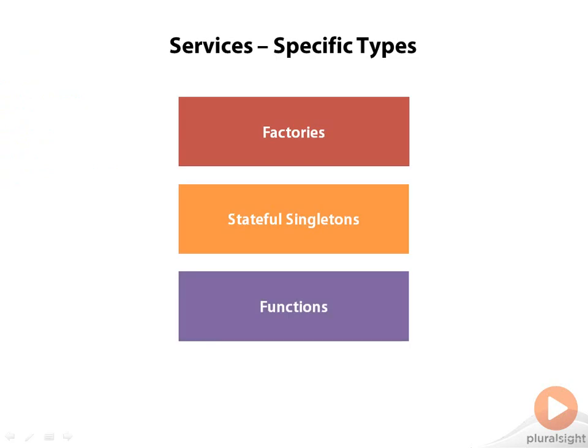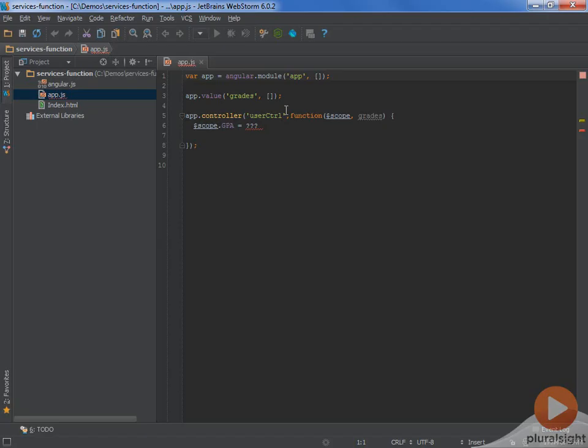The last kind of specific service we will look at is services that are functions. This kind of service is a bit more rare, but in the right situations, they can be really helpful. So I have here a user controller, and one of the elements of data I want to display is the user's GPA. But all I have is their grades. Calculating their GPA requires a special calculation. So one of my options is to create a service called GPA Calculator, which has a calculate GPA function.